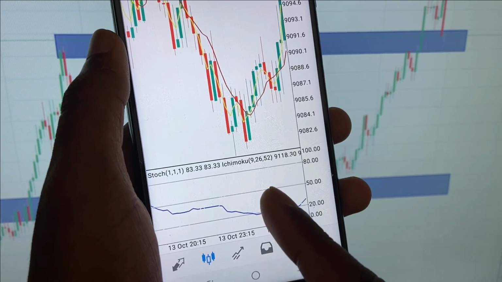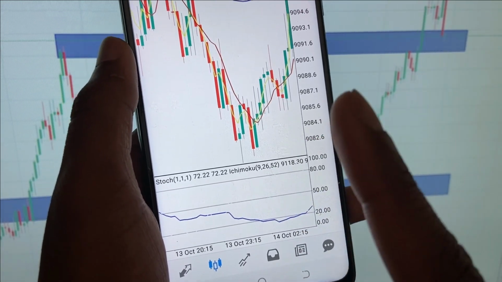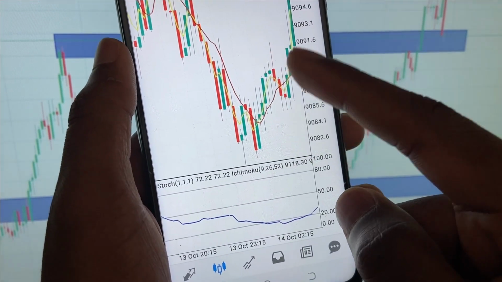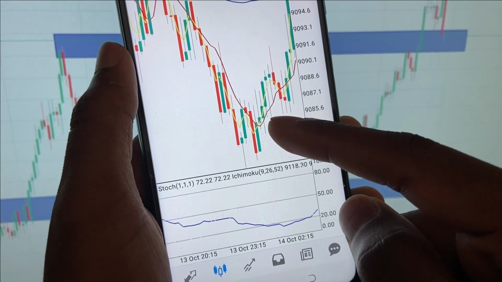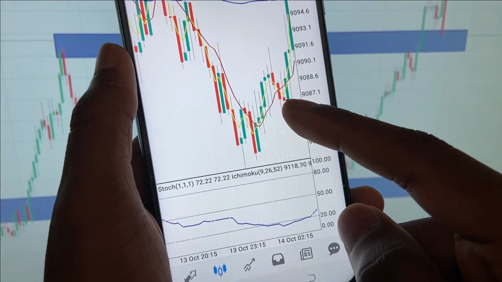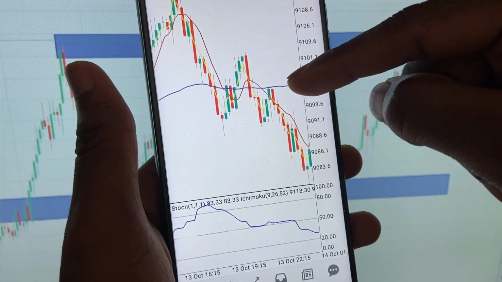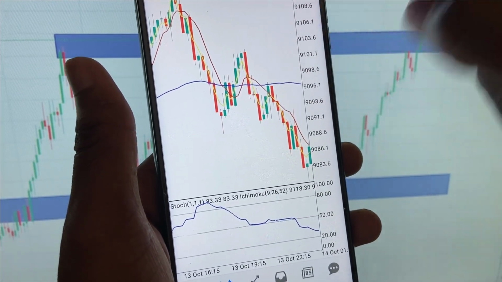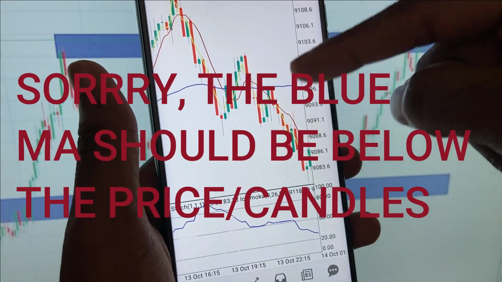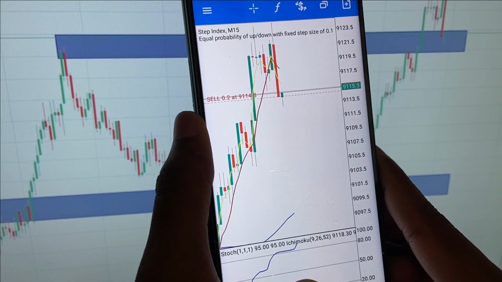The other condition you have to meet is that the yellow moving average should be above the red moving average, and lastly, this blue moving average you're seeing here should be above the price, or above the candle. Now, when do you sell?